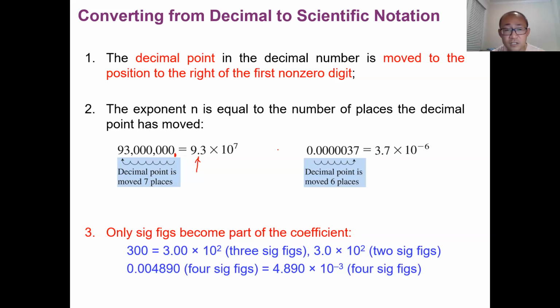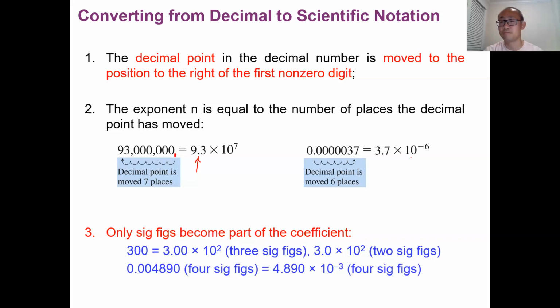So I moved it to the right of the 9, which means I moved it to the left. Of course, in this case, I moved it by 7 places. 93 million, I move it by 7 places, then the exponent will be +7. So 9.3 times 10 to the 7. Because I move to the left and make the number smaller, I need to compensate. That's why the exponent will be positive. Again, I need to compensate.